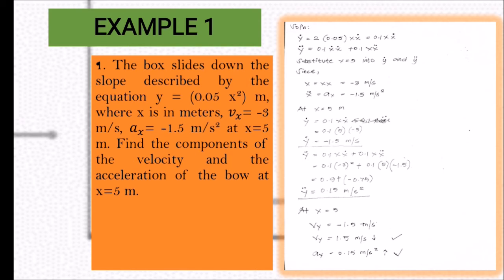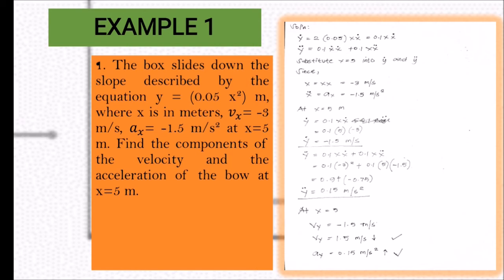Then we have now our first derivative of y and second derivative of y. So let's proceed at x is equal to 5. Then kuhain natin ang value ng v sub y and a sub x.